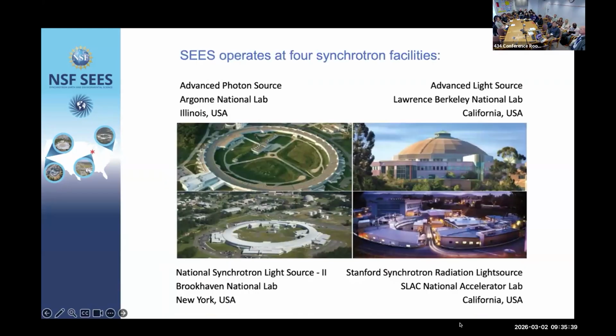So as I mentioned earlier, SEAS operates at 4 synchrotron facilities. We are here at the Advanced Photon Source, where there's maybe half a dozen experimental stations that are supported by SEAS to varying degrees. We've also got a handful of experimental stations at the Advanced Light Source supported by SEAS. There's a person at SSRL at Stanford who supports X-ray microprobe applications around the ring. And we've got activity at at least 3 experimental stations at NSLS2, the National Synchrotron Light Source at Brookhaven.